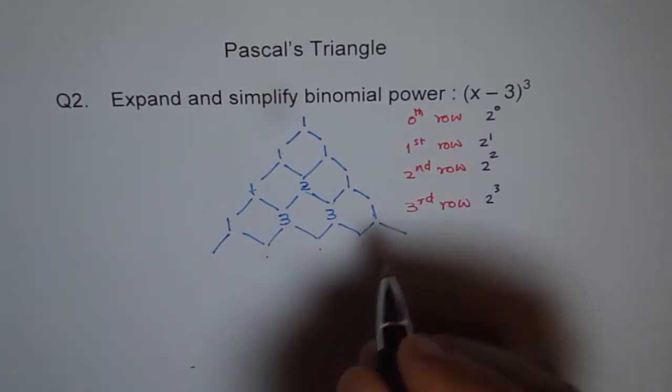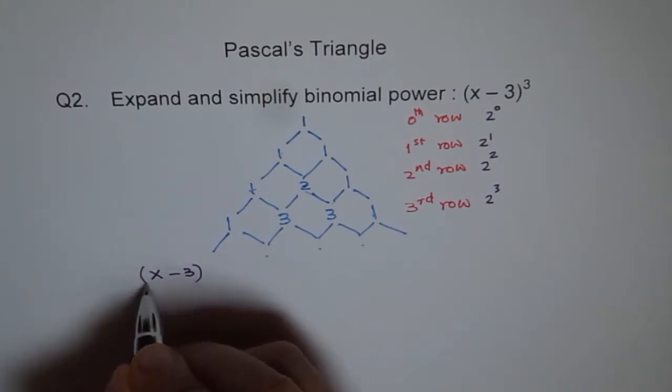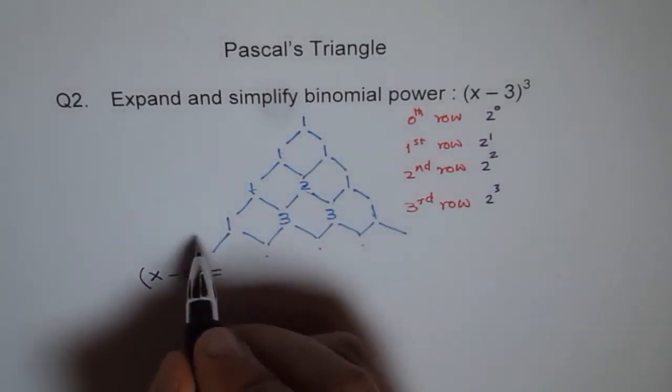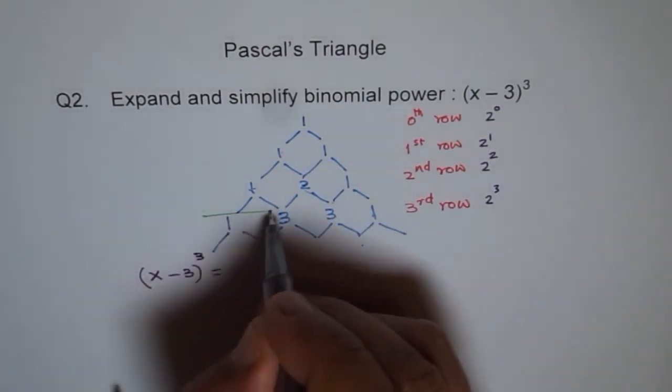Now let's see how to expand it. So we have x minus 3 to the power of 3, correct? So we will use the third row, which is this one for you, correct?